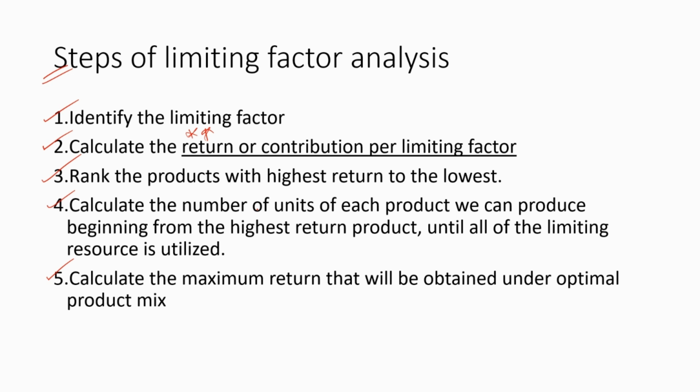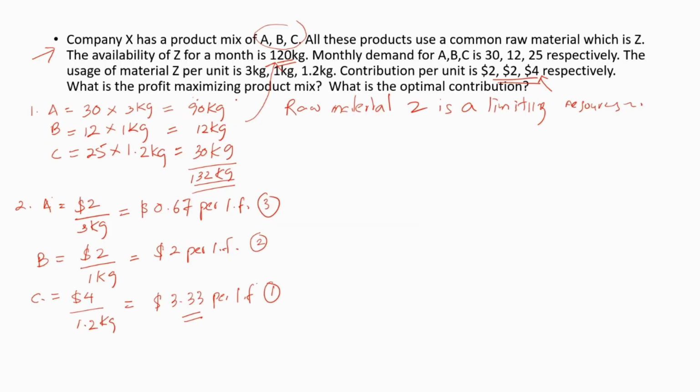For the fourth step, calculate the number of units of each product we can produce, beginning from the highest return product until all the limiting resource is utilized. We just completed this part of the question. What is the profit maximizing product mix? This is the profit maximizing product mix.